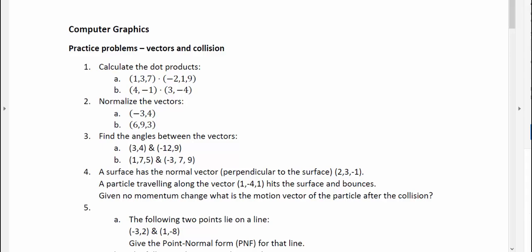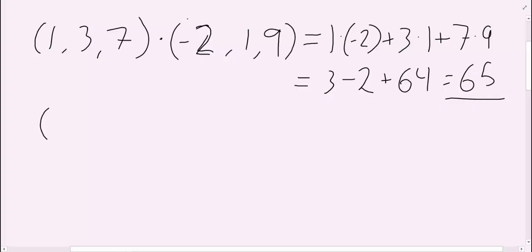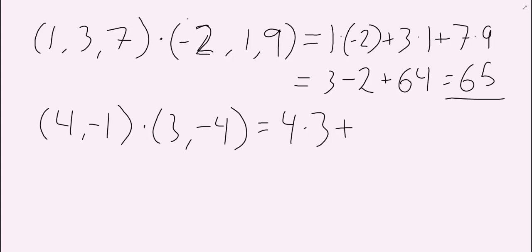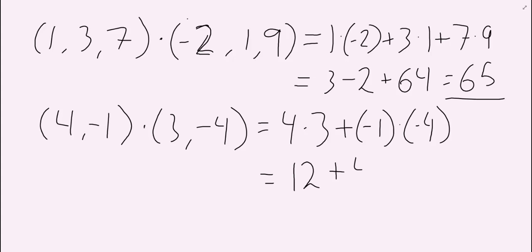B: (4, -1) dot (3, -4) equals 4 times 3 plus -1 times -4. That's 12 plus 4, so 16 is our answer. Dot products of vectors yielding single numbers.